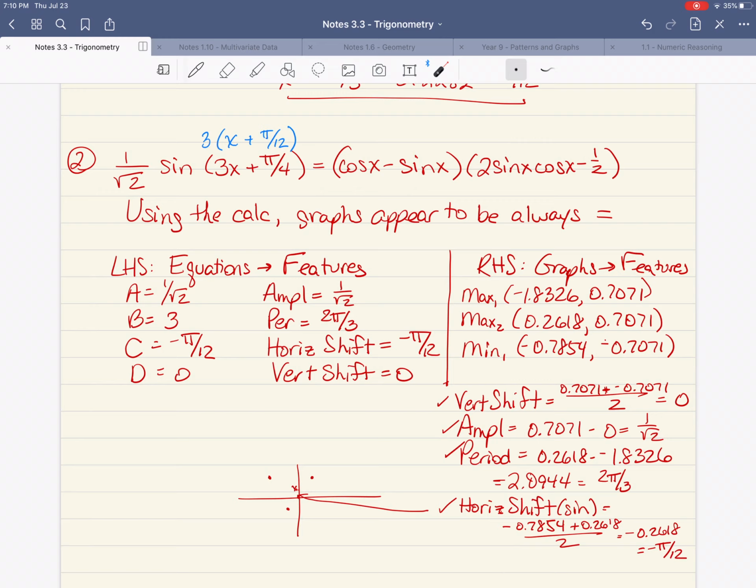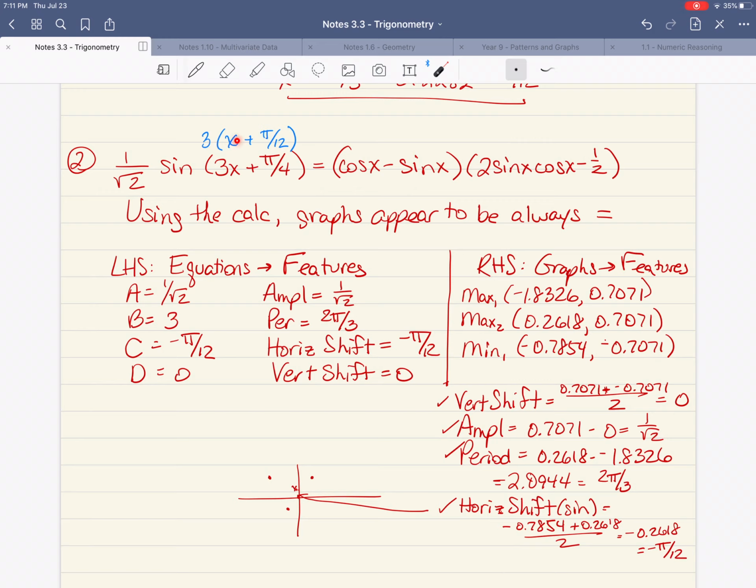So put it in the calculator. When you put it in, you write down, using the calculator, the graphs appear to always be equal. So we kind of have to prove that, and we prove it graphically, and we prove it algebraically. The graphic way is to do the equations to features on the left, graphs to features on the right.